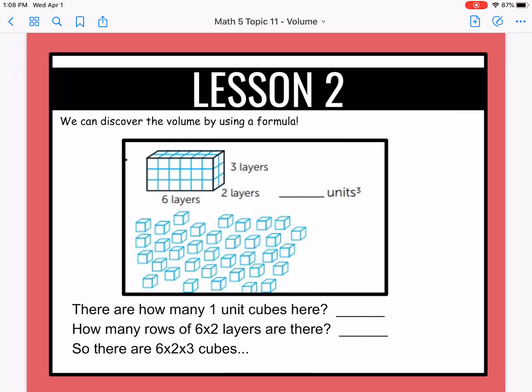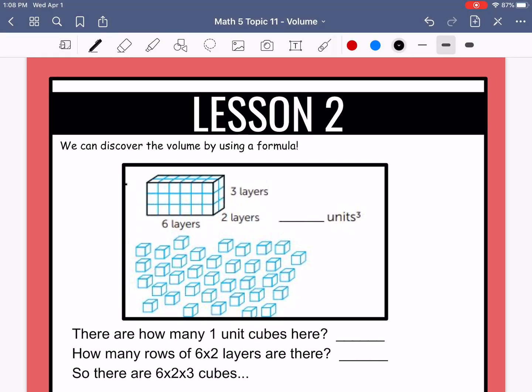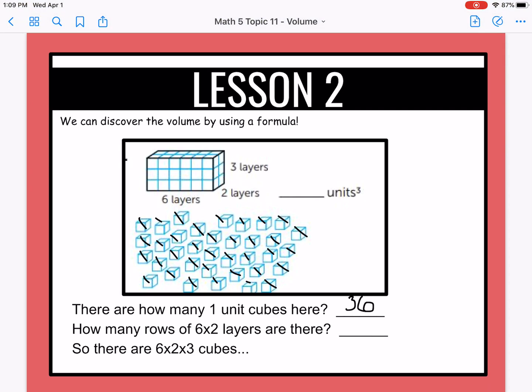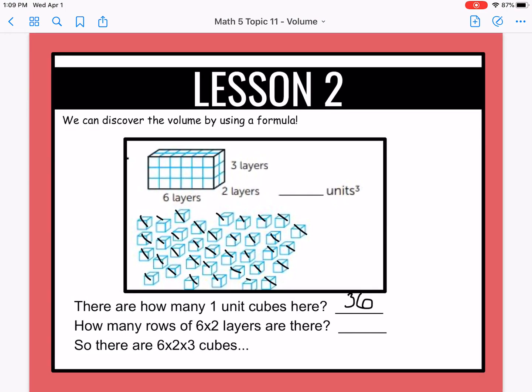All right, so yesterday we looked at this and we counted. So let's go ahead and count again. 1, 2, 3, 4, 5, 6, 7, 8, 9, 10, 11, 12, 13, 14, 15, 16, 17, 18, 19, 20, 21, 22, 23, 24, 25, 26, 27, 28, 29, 30, 31, 32, 33, 34, 35, 36. So how many 1 unit cubes are there? Well, we just found 36. Now, we can do that, but we were saying that's getting to be a little bit much. It would be nice if we had a different way to do this.